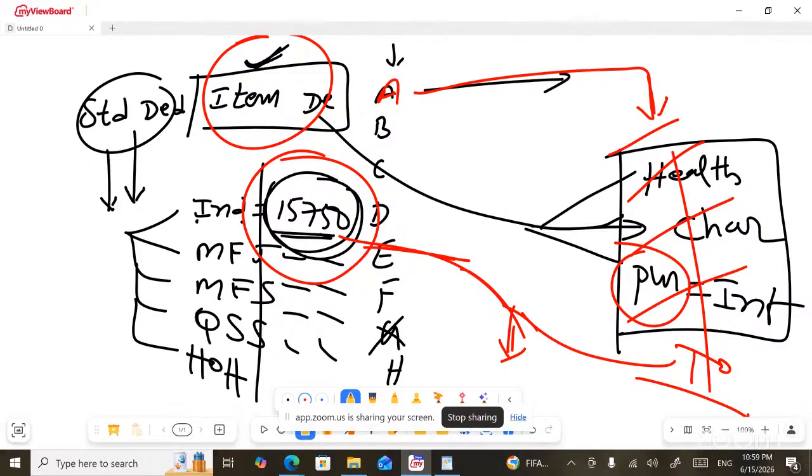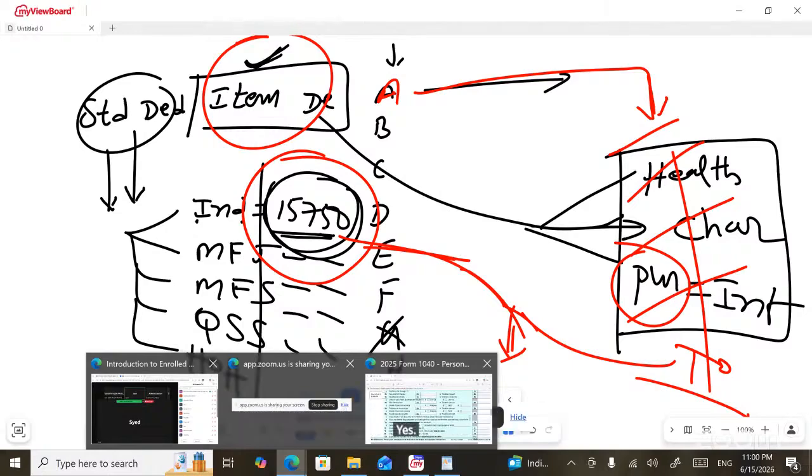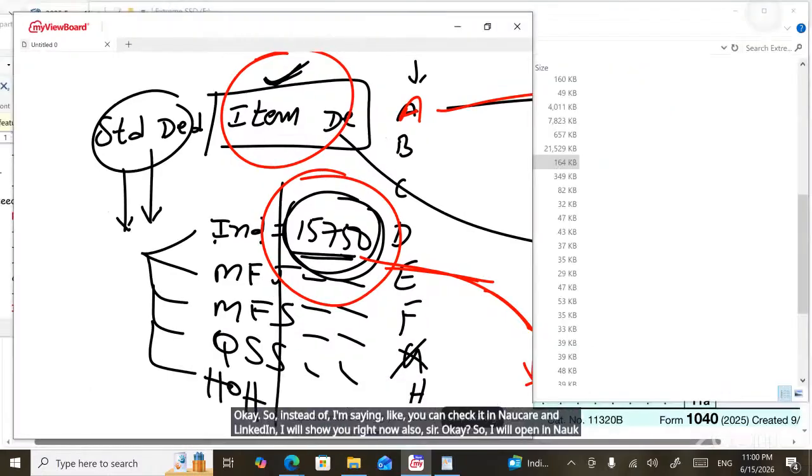Any more doubts? After completing the course and clearing the certification or examination, what will be the job opportunity in this field? Can you explain? Yeah, sir. So you are in front of the laptop, sir? No, no. Okay. So instead of saying, you can check it in Naukri and LinkedIn. I will show you right now also, sir. Okay. We'll open Naukri and we'll check it from there itself.